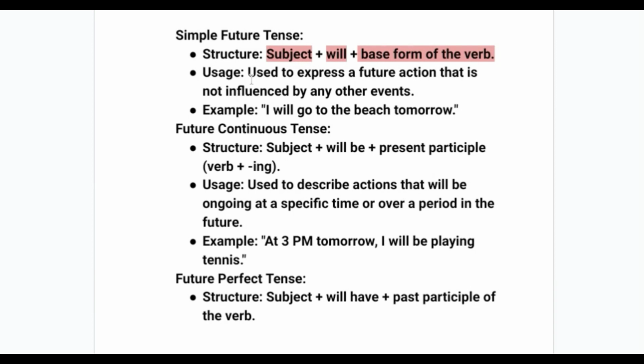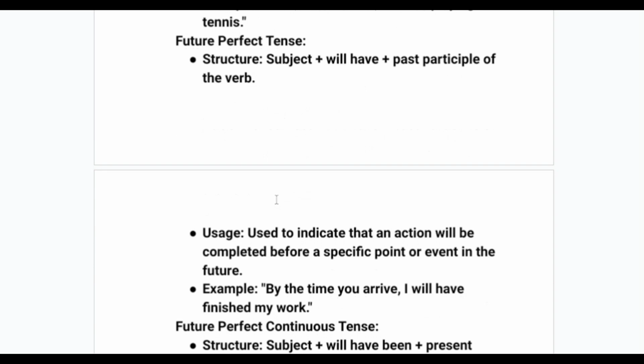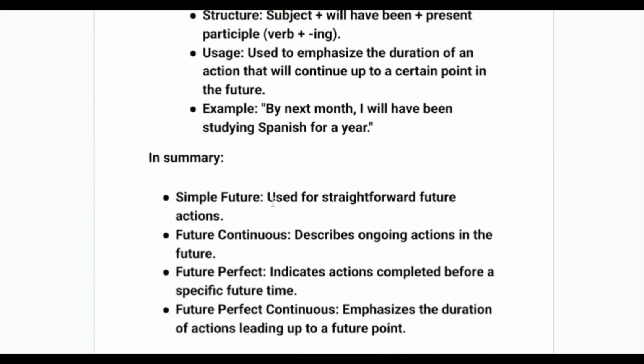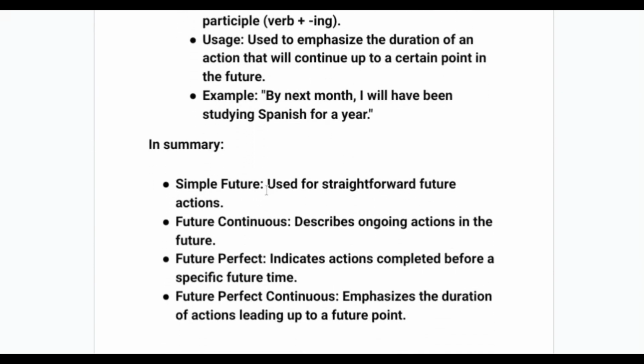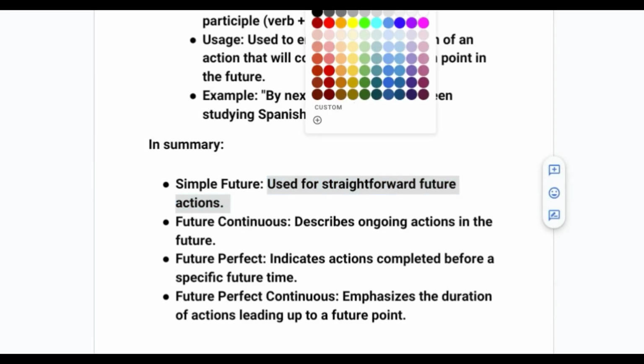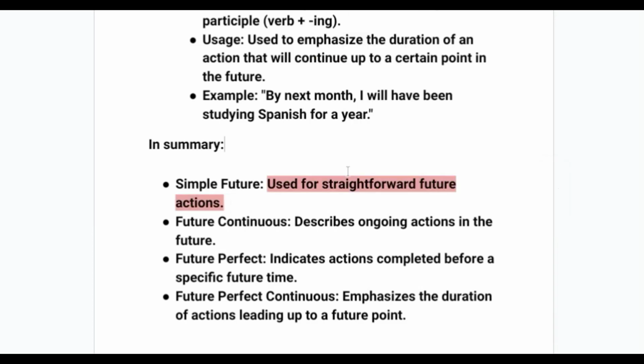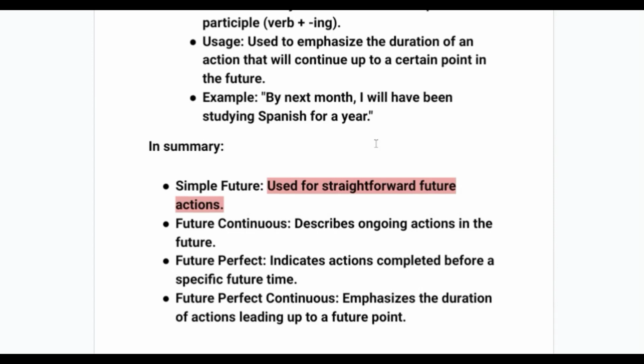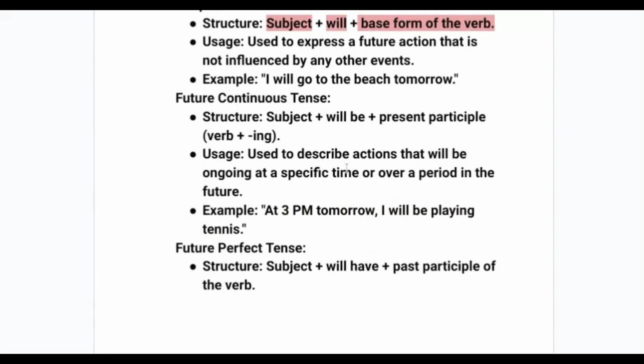Let's see, there is one more thing here. Simple future tense is used for straightforward future action. Do you see this? I think you understand what the usage is. I'll highlight the main thing. So it's straightforward future actions. They don't have any connection with past and present tense. So you know what the usage of it is now.